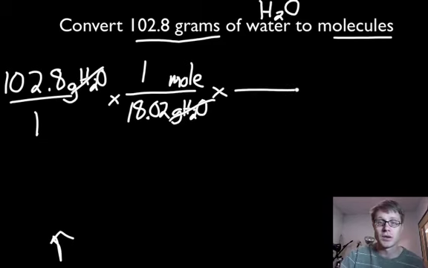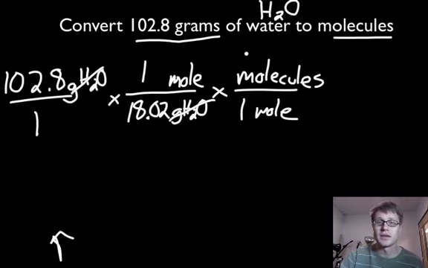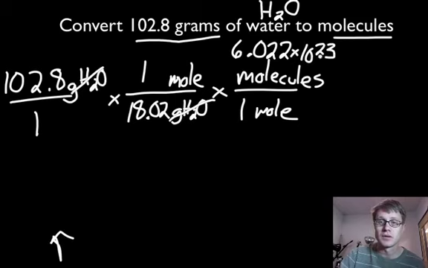And now the next thing that I want to do is go from moles to molecules. So what's my conversion to do that? 1 mole of anything is always Avogadro's number, so 6.022 times 10 to the 23rd molecules. And so now my moles will cross, and I love factor label because you can always look through and make sure, yeah, I'm getting to molecules, and that's what the question is trying to ask.